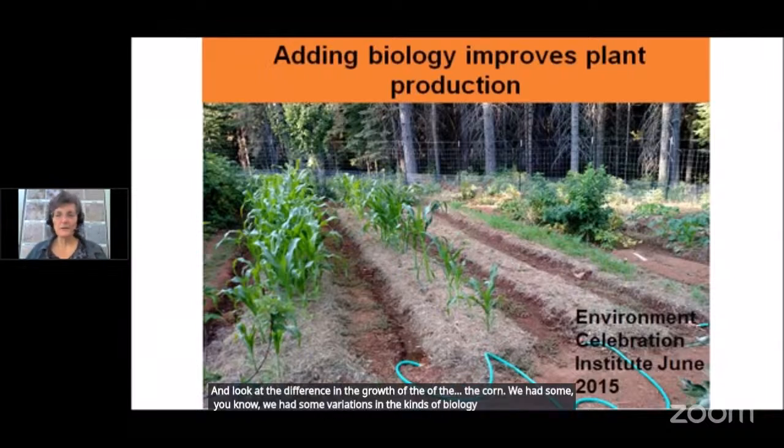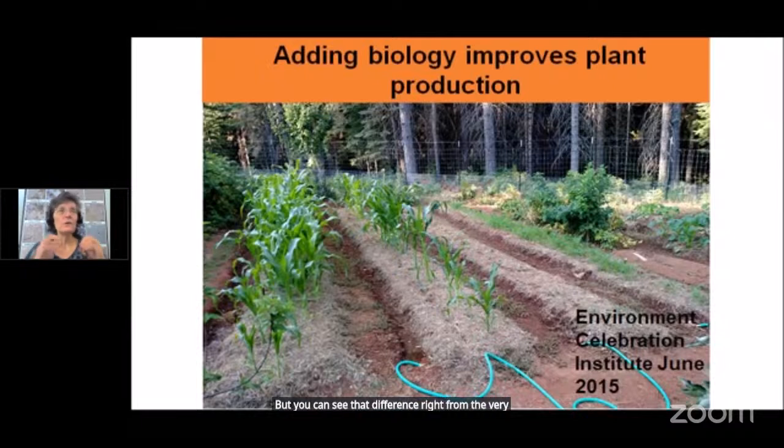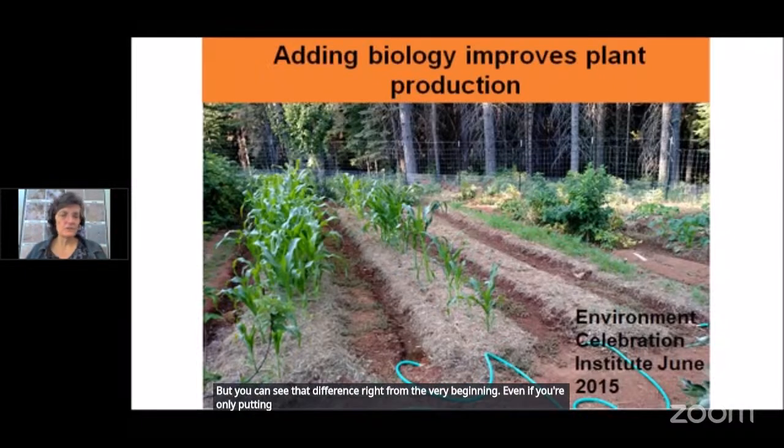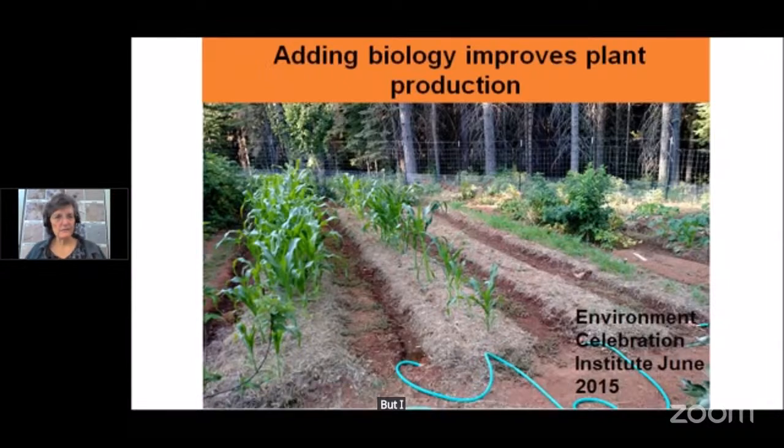We had some variations in the kinds of biology we put in. I'm not going to talk about that right now. But you can see that difference right from the very beginning, even if you're only putting this biology in on the surface of the soil. But I would like higher yields than this.